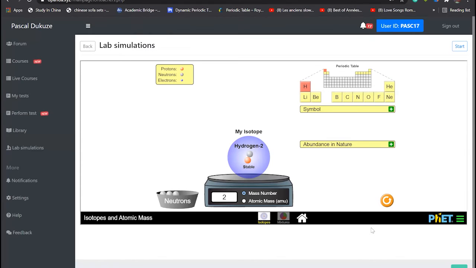Now, let's use the simulation to see how the isotopes are related and how they are different. Here we have an isotope of hydrogen. The gray balls, these ones are neutrons. You can see the name. These are neutrons. You can remove all neutrons, but you can also add the neutrons. You can see down here, when you add neutrons, you get what?